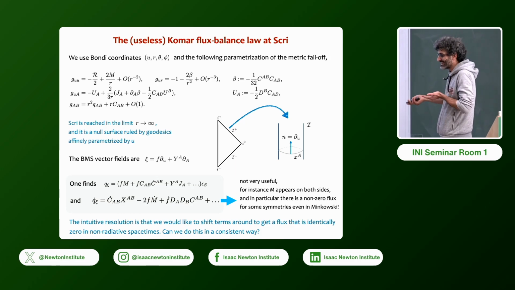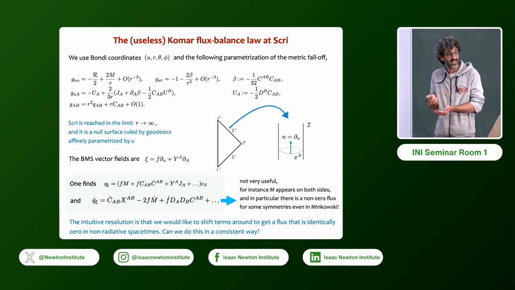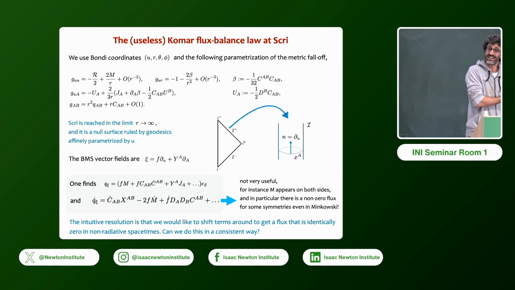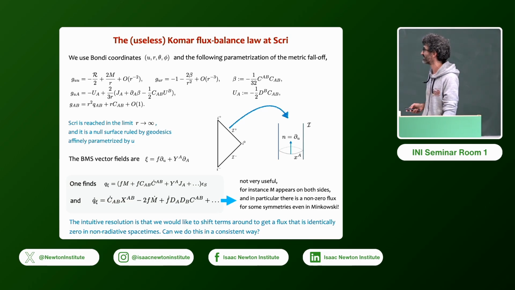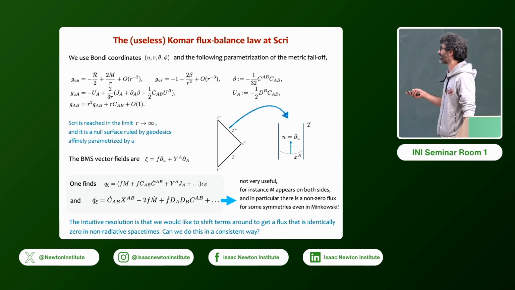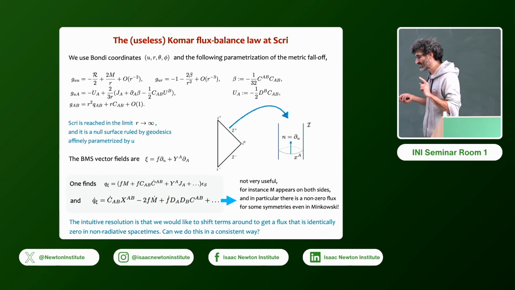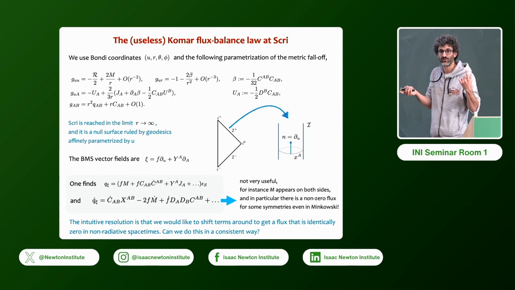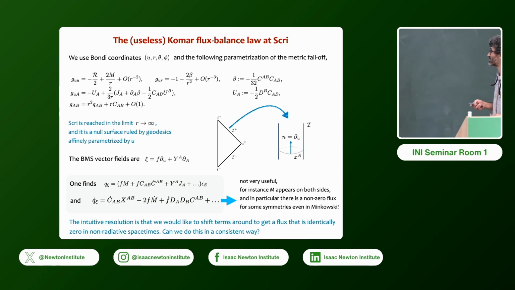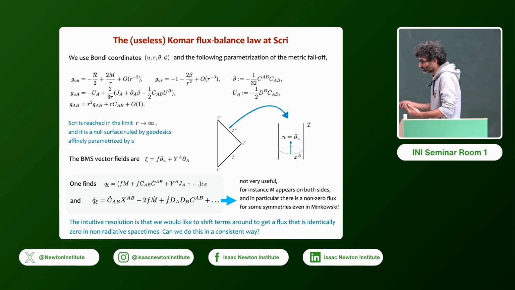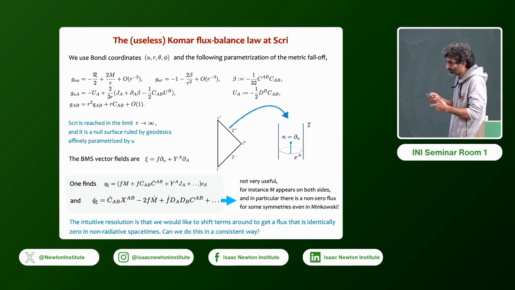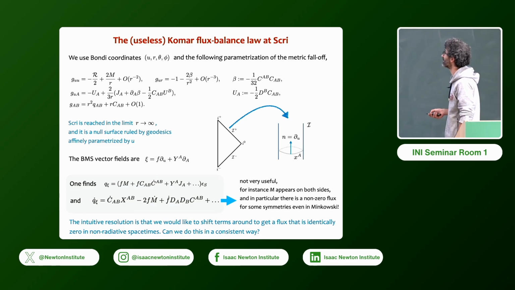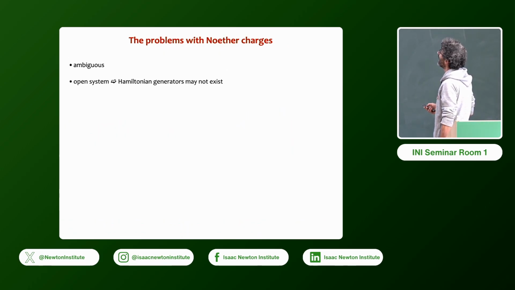So this is just to give you an idea that when you don't have Killing symmetries, and here actually we have an asymptotic Killing symmetry, so it's almost the best we can do, the Komar flux balance law is not very useful. And the idea is, can we use these ambiguities to basically move terms around so that we get a flux balance law which is physically useful? So turn the ambiguities, instead of a problem, into an opportunity to get a better flux balance law.